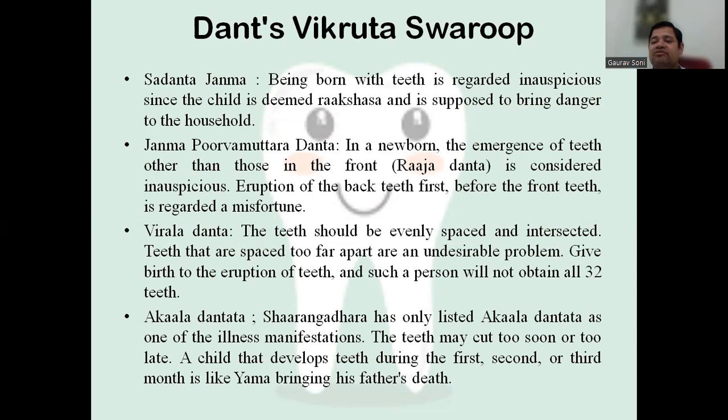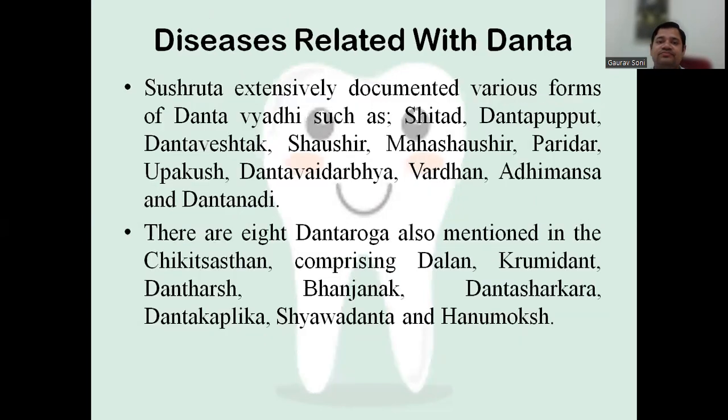So if some tooth other than the Rajdant comes out first, then again it is a misfortune. Virala danta, again it is for the spacing; if there is too much space, there will be some problem. So this type of people don't have all 32 teeth. Then Akaladanta: only Sarangdhar has listed Akaladanta as one of the diseases. The teeth may cut too soon or too late. The child develops teeth in the first, second, third month, and again there is a problem.